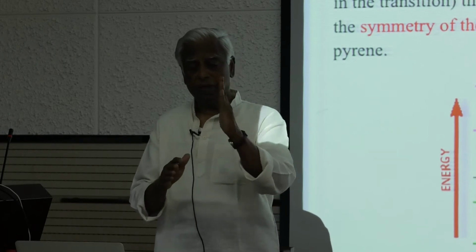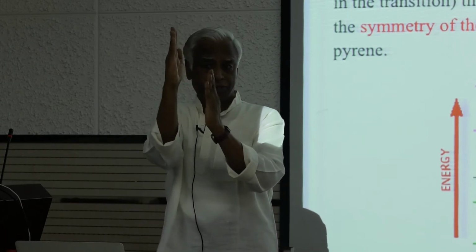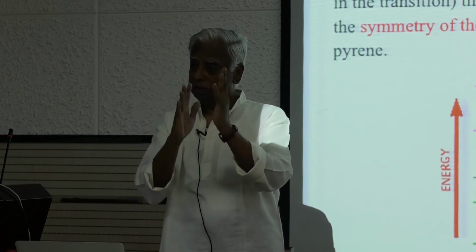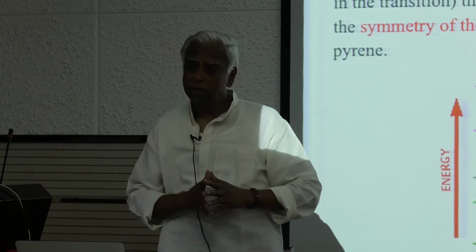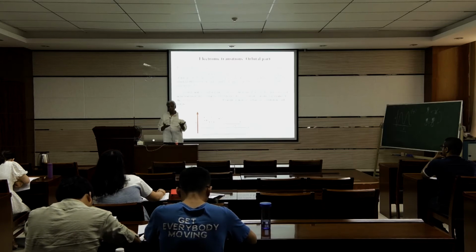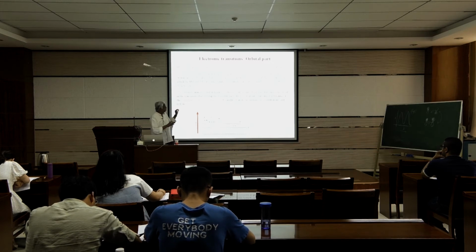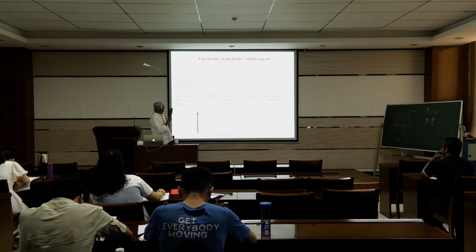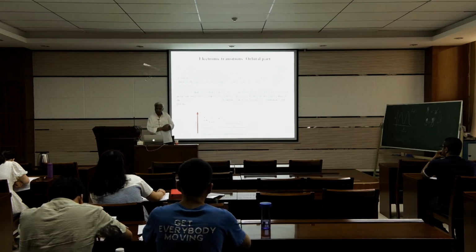On the other hand, if you have a pi orbital and a pi star orbital, they are in the same area, so that can be an overlap. So pi to pi star is more likely, it is an allowed transition. Okay. Now, this is one, that is called overlap. Something else is also the symmetry.